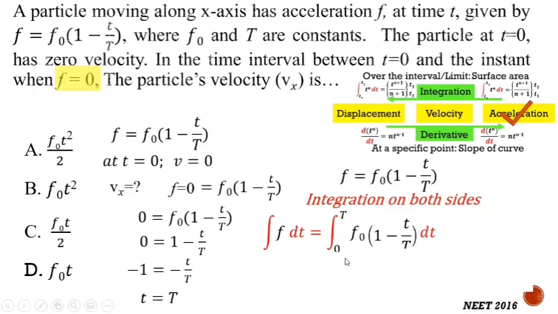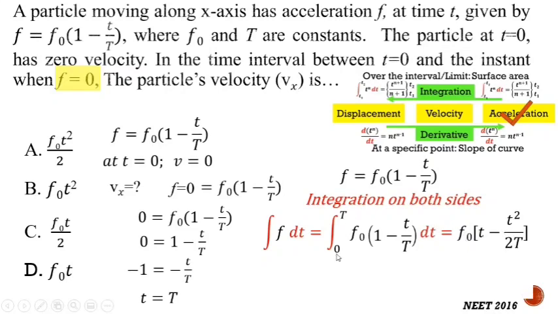In integration, what we do? We increase the power and divide by the power. Here the integration of 1 will be t, minus, and by increasing the power of t, it becomes t square, and dividing by the power, it becomes t square by 2. So this is the way you should take the integration.